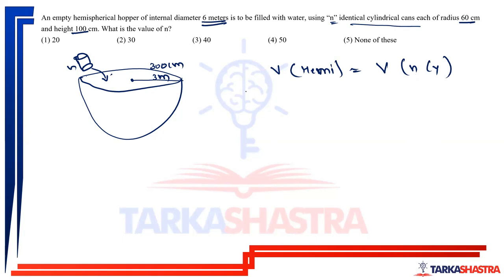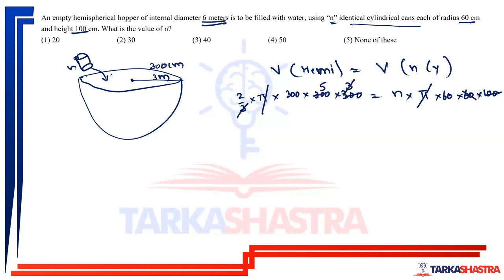So volume of the hemisphere will be 2 by 3 pi r cube. So that is 300, 300, 300. And volume of n cylinders will be n into pi r square h, which is 60 into 60 into height 100. This pi will get cancelled. This 100, this 3, this 3 and this 3 will get cancelled. This is 6 1, this is 6 5, this is 6 1, this is 6 5. So n is equal to 2 into 5 into 5. That is n is equal to 50. Okay.